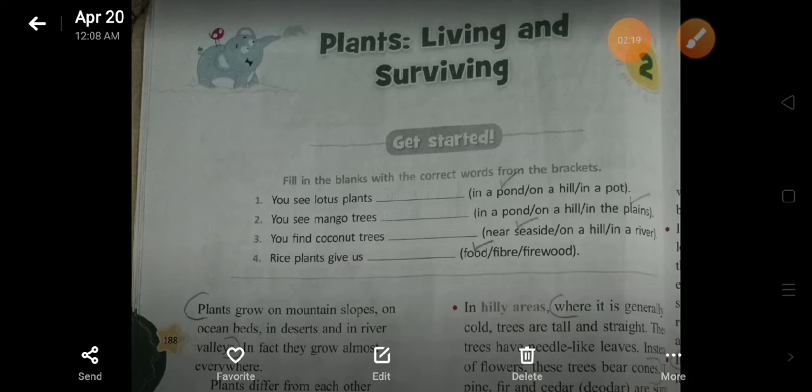Okay. See, students, from this exercise we understand that plants grow almost everywhere. Plants grow almost everywhere means plants grow in a pond, in the plains, near seaside. Okay, understood? Means plants grow on land and in water also.